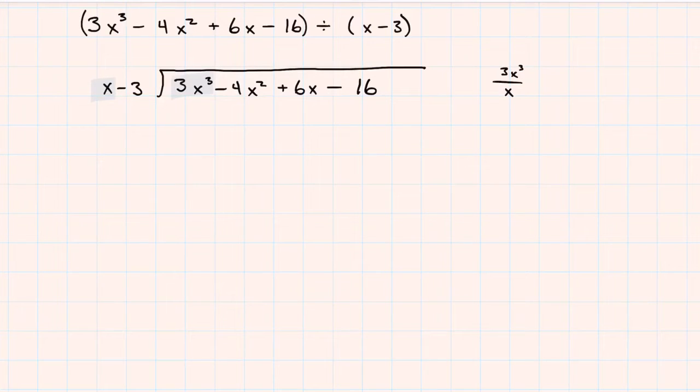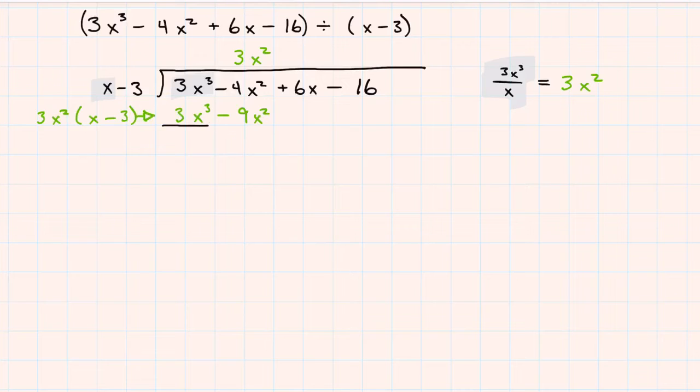So what I'm going to do is write it over on the side, and you actually just divide them. 3x cubed divided by x is 3x squared. That's the number that goes up on top, and now I'm going to multiply x minus 3 by 3x squared. Typically, I don't write that on the side, but in here I will. When I multiply that out, I get 3x cubed minus 9x squared, and now we're going to subtract these going down.